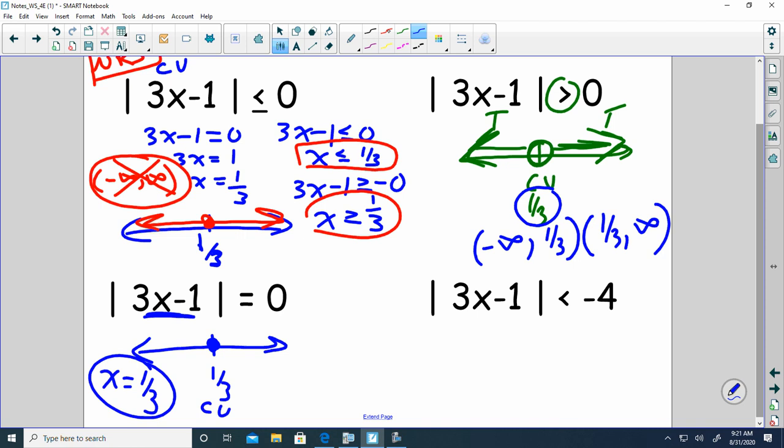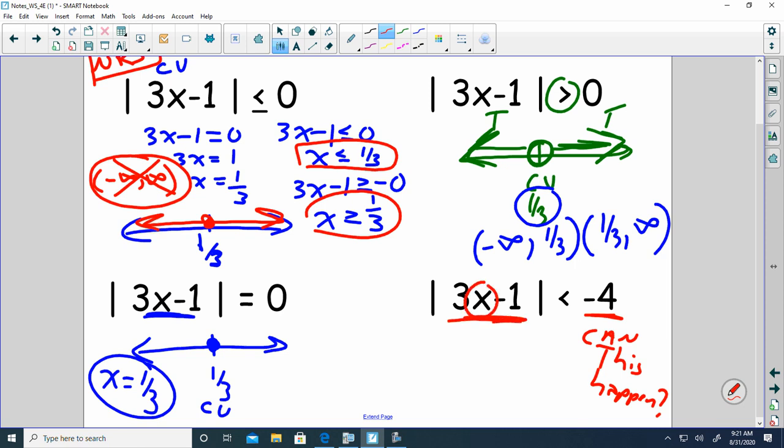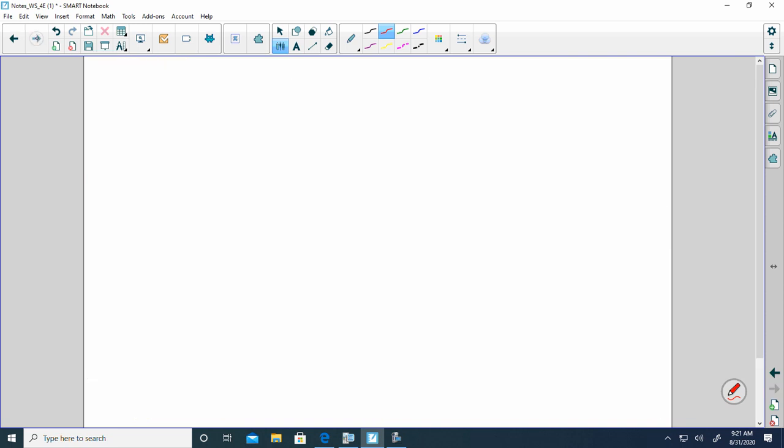So can this happen? It can't, because no matter what number I plug in for this x, I'm going to get a positive answer. So where would I have values that are less than negative 4? I don't. So this has no real solution for our answer. Little trick on that one.